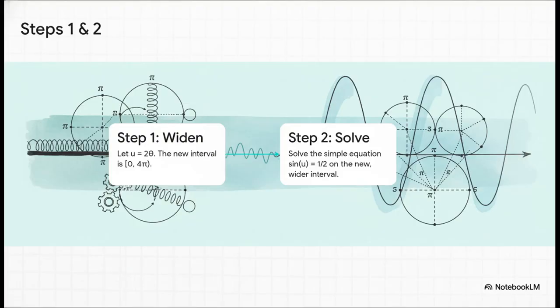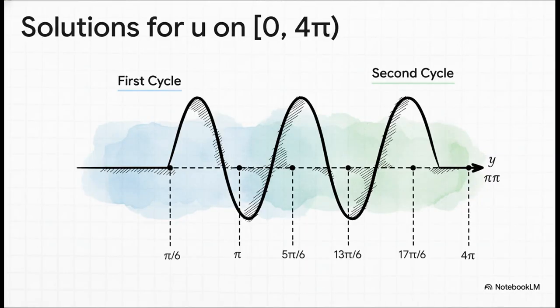Okay, step 1. We're going to let u equal 2 theta. Now, because our original interval for theta was from 0 to 2 pi, our new interval for u has to be twice as wide, so that's 0 to 4 pi. Now for step 2, we just solve the simple equation sine of u equals 1/2. But, and this is the important part, we have to find all the answers inside that bigger 4 pi interval. And here they are, our 4 solutions for u.